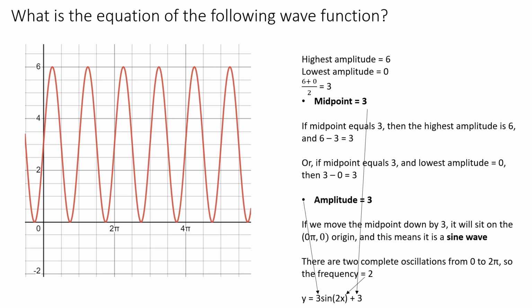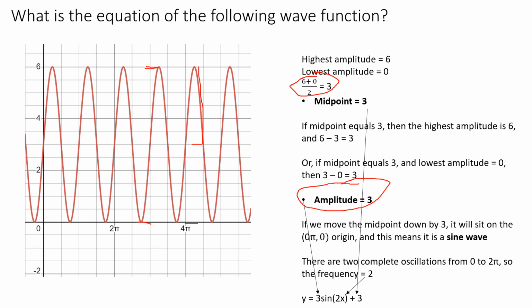Let's see if we can calculate the entire wave function based on what we know graphically. Here, this is 6 at my high point, my peak. My trough is 0. So 6 plus 0 is 6, divided by 2 equals 3. So my midpoint is 3. It's not a straight line, but it's right along here. And there's 3 above it, and 3 below it. So that's going to be my amplitude, because 6 minus 3 is 3, or 3 minus 0 is 3.